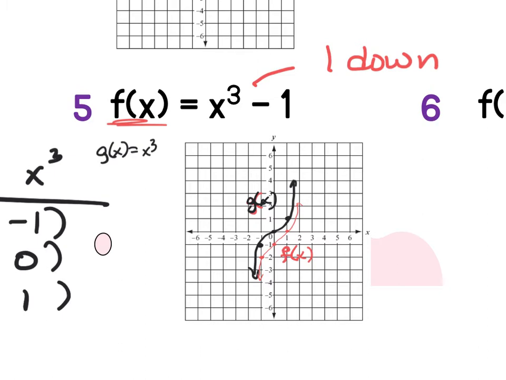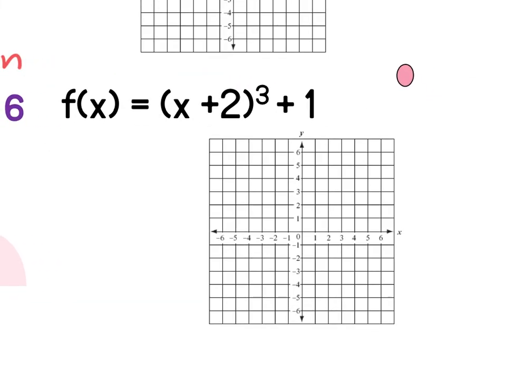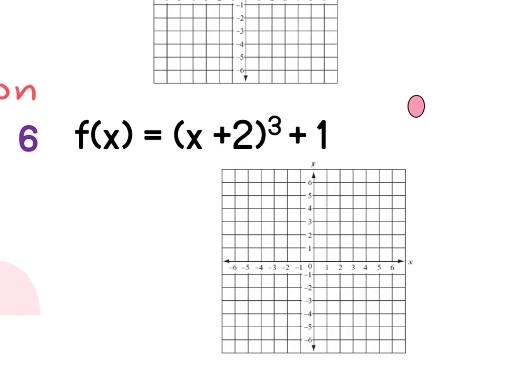The next one has a double shift, so I'm going to use 3 different colors. If you want to do the shift from parent to the final shift, that's fine. But notice this one, I'm going to be shifting it 1 unit up and 2 units to the left.